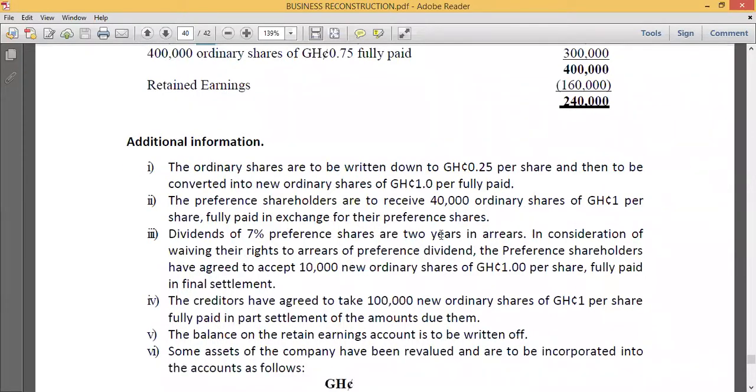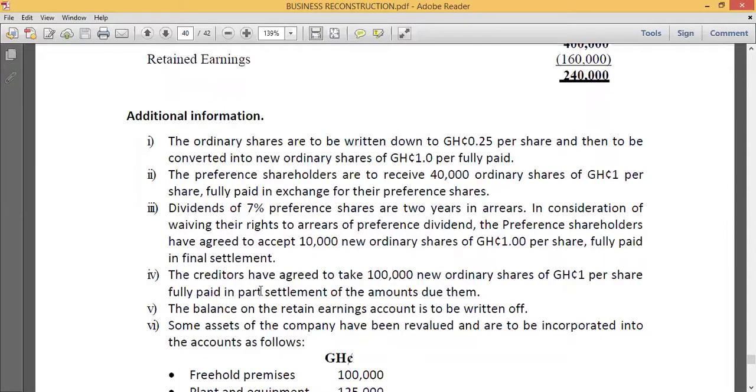But we are just giving them 10,000 shares. So 10,000 shares valued at 1 Ghana cedi will give us a value of 10,000. So why are we paying something that costs 14,000 with an amount of 10,000? So that the company is saving 4,000. And it must go to the credit side of the capital reduction account. Perfect. Now let's see. So that one, understood.